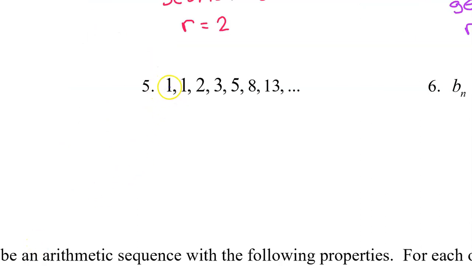Number 5, let's check for a common difference. Well, from 1 to 1, that's plus nothing. And from 1 to 2, that's plus 1. So no common difference. How about a common ratio? I'm doing each term divided by the previous term. 1 divided by 1 is 1. 2 divided by 1 is 2. So no common ratio either. Number 5 is neither arithmetic nor geometric.